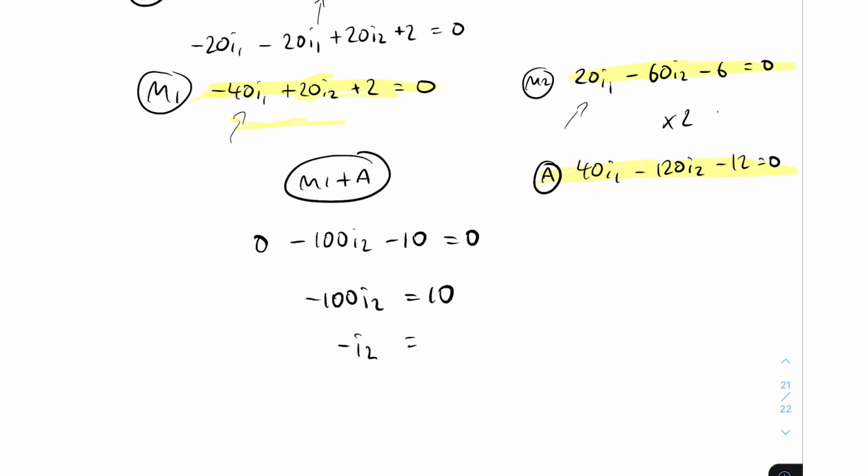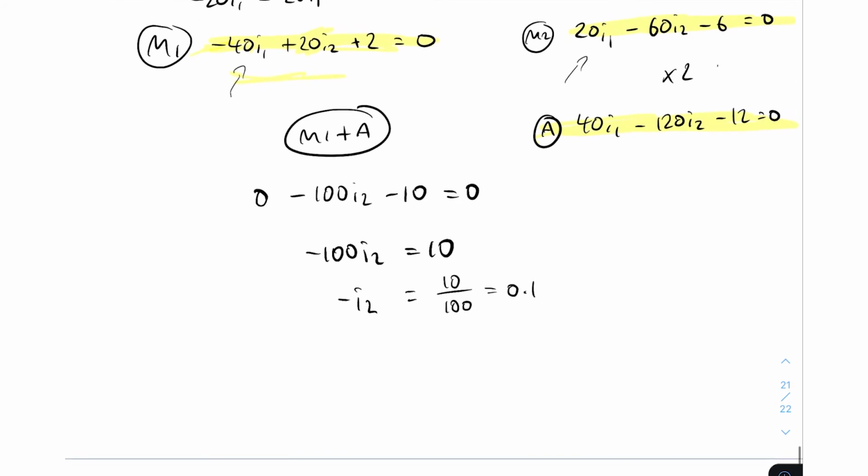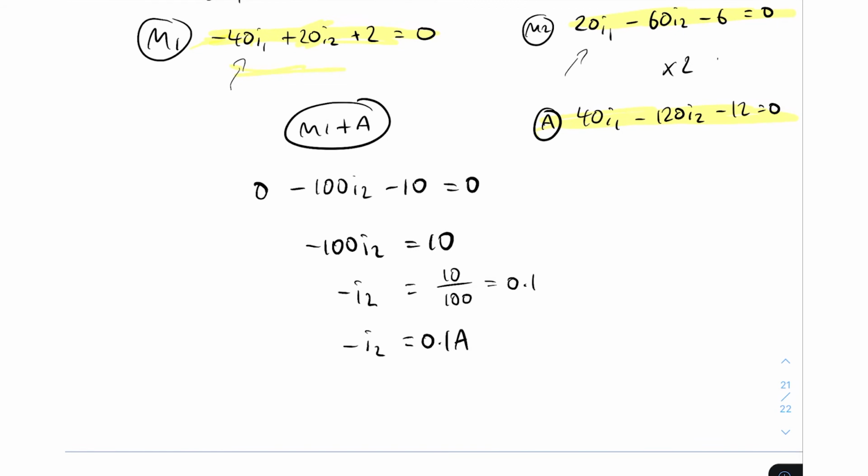That leaves you with minus I2 is equal to 10 divided by 100, which is equal to 0.1. That means minus I2 is equal to 0.1 amps. Obviously, I'm not going to leave it as minus I2, so make it I2 is equal to minus 0.1 amps, right? Because you're just inverting it.